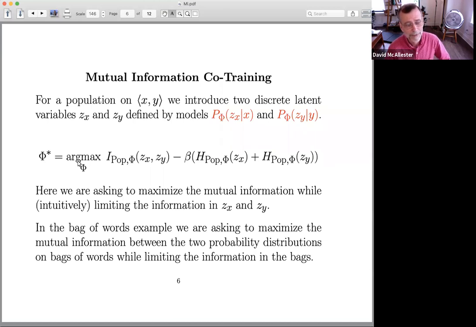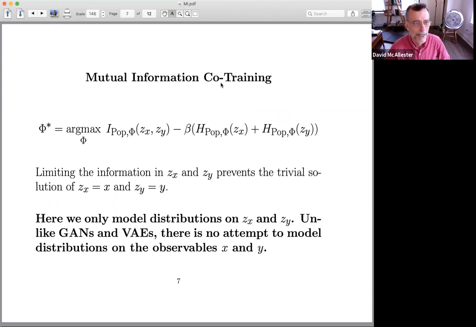And our objective, but I want to separate the example from the abstract representation. The abstract representation is just that we've got a population distribution on XY pairs, and we're going to learn two of these models. The model objective is to maximize the mutual information between the two abstract representations while limiting the amount of information in each of them. And I'll talk about that again in a moment. So this is the formal abstract definition of mutual information co-training that I'm at least formulating here.